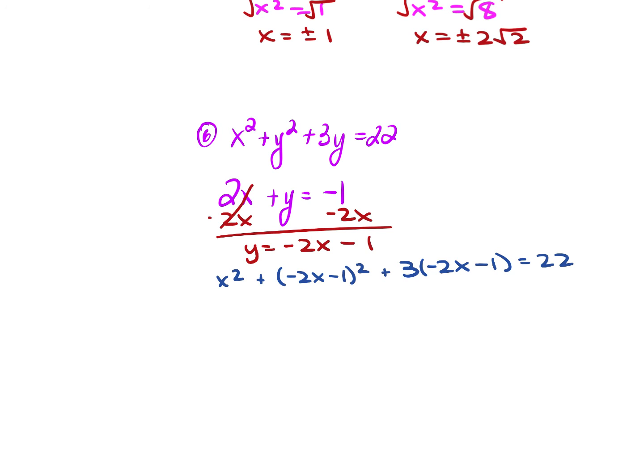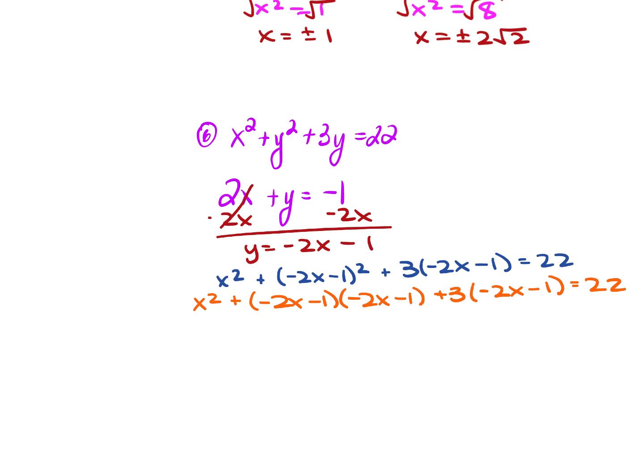is equal to 22. Again, I'm going to separate this to where I have x squared plus negative 2x minus 1 times negative 2x minus 1. And I can also distribute that 3 in if I need to, or I can do that at the same time that I multiply those two binomials together.